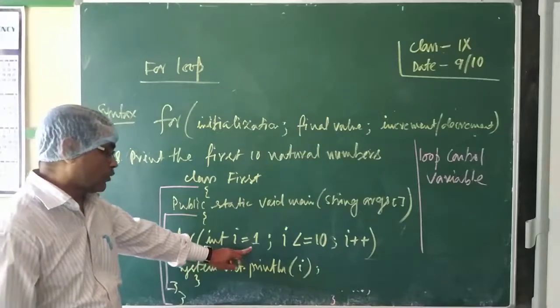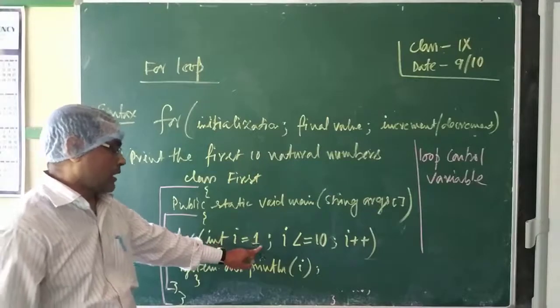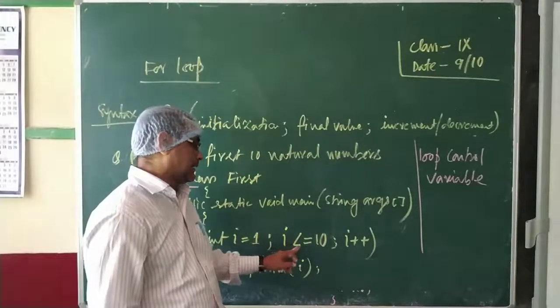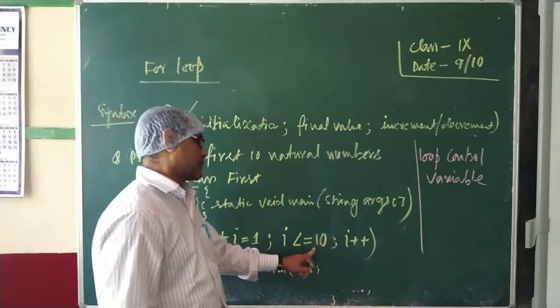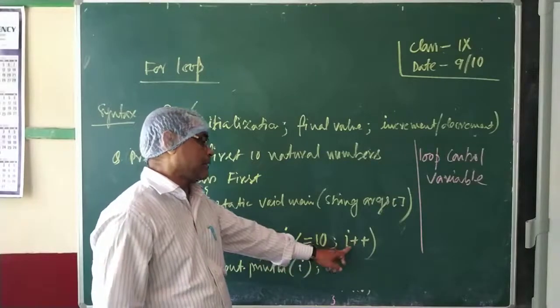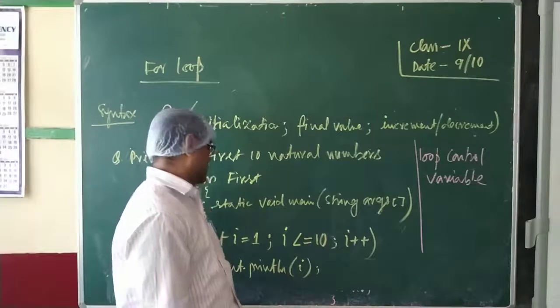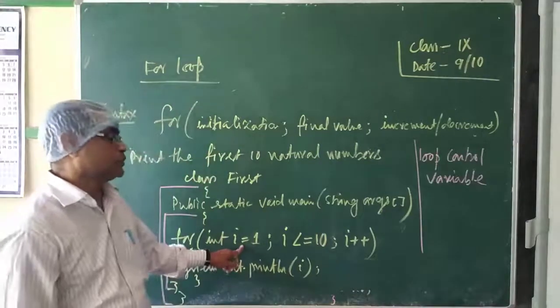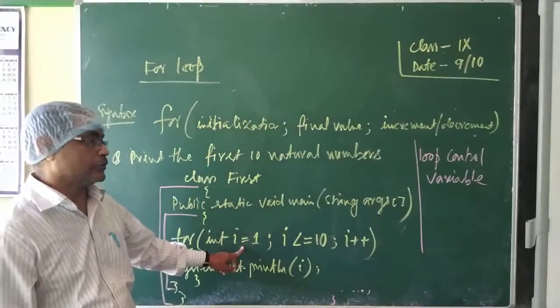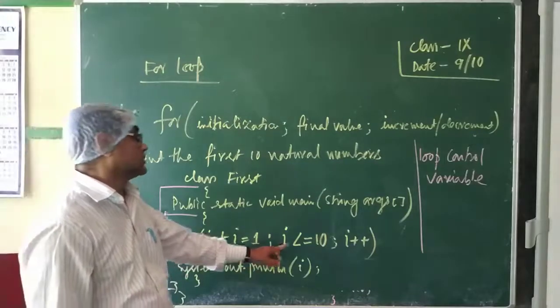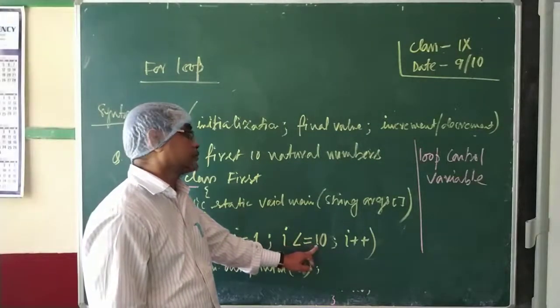Now int i = 1, the starting value is 1, and then semicolon. i <= 10 means it will go up to 10, and i++. i++ means increment by 1. i will be 1, then i will be 2, i will be 3, like that it will go. And it will stop at 10.